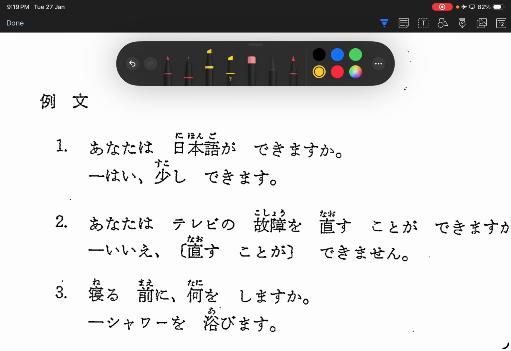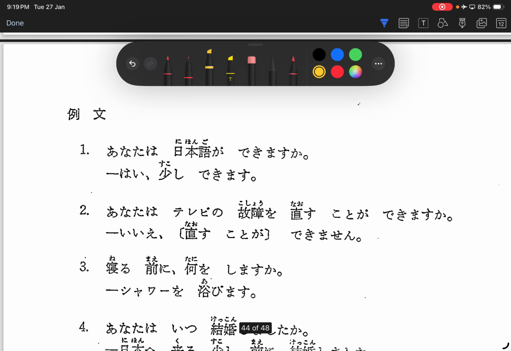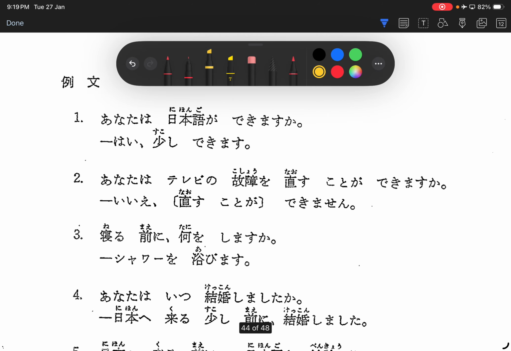Okay, we go on to this example sentence. Number 1, あなたは日本語ができますか? So, can you Japanese? Japanese here is a noun, so can you do this noun? 日本語できますか? はい、少しできます。So yes, a little bit I can.